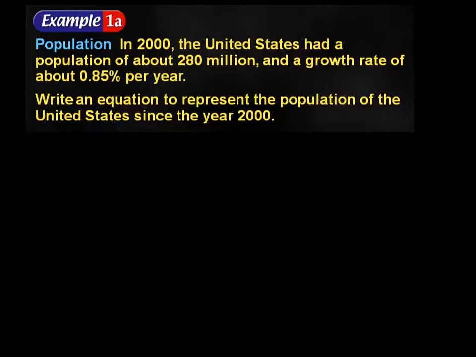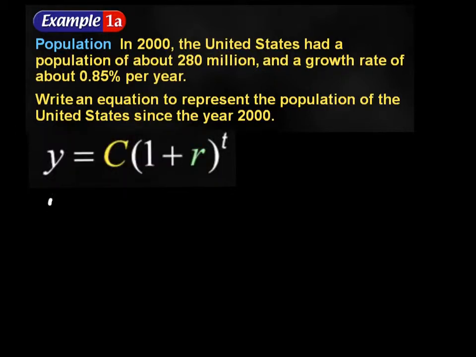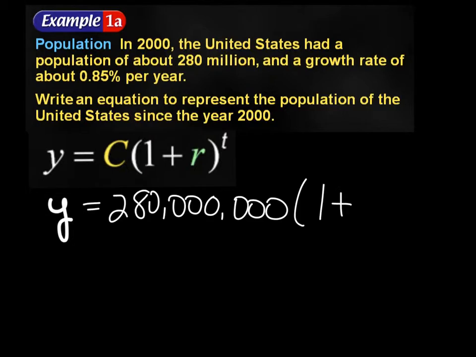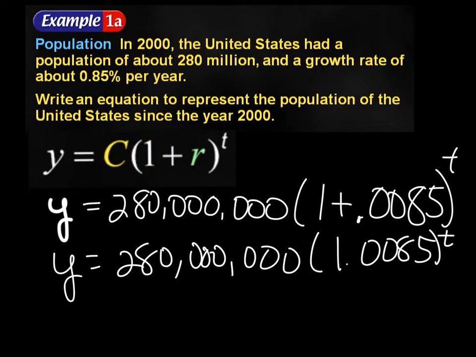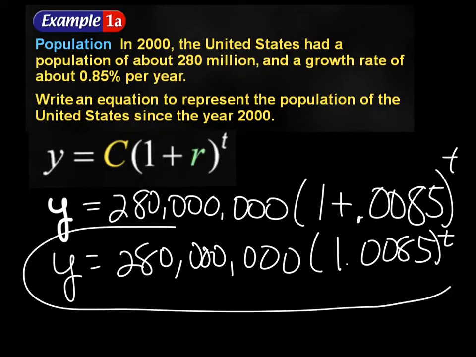In 2000, the United States had a population of about 280 million and a growth rate of about 0.85% per year. Write an equation to represent the population of the United States since the year 2000. C stands for what we started with. So they said the original population was 280 million, and they were growing by 0.85%. When we change a percent to a decimal, we have to move our decimal 2 places, and to the t. So just adding 1 plus 0.0085, we've combined it down to an equation we can work with.